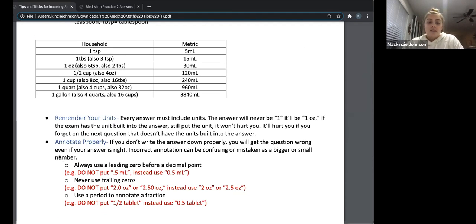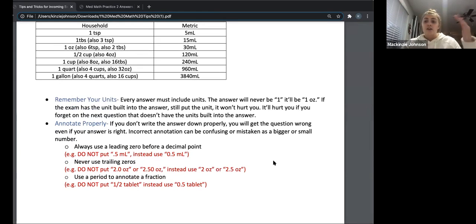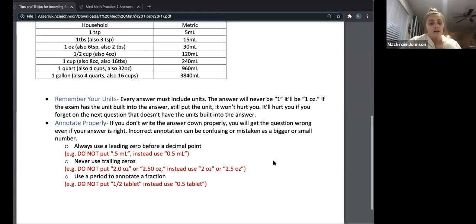Also, these are really important things. You always want to use a leading zero, like 0.5, but you never want to use a trailing zero. It wouldn't be 0.50. You never put a zero after, only a zero before. I know it's weird and you will get docked. If you put 0.50, that's wrong and you'll miss the question, because in nursing they're really picky about it. So make sure you pay attention to that when you're studying.